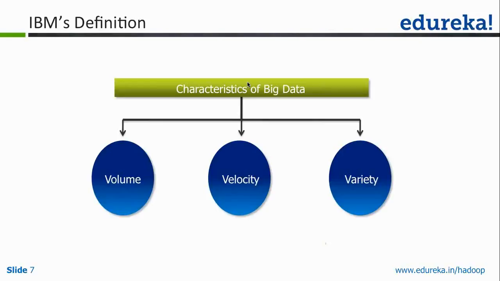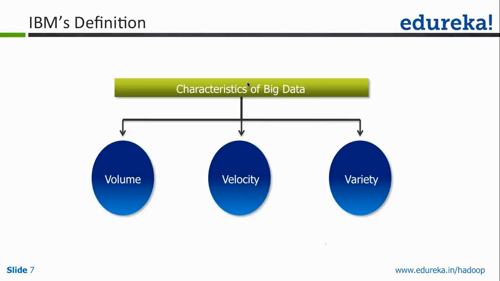But volume means the amount of data which is being generated, which we know is huge. Usually data in terms of terabytes and petabytes is classified as big data. Velocity is the speed at which the data is getting generated. If you look at it, Facebook is generating 500 terabytes of data every day, or NYSE is generating 1 terabyte of data every day. So this is how velocity is defined.